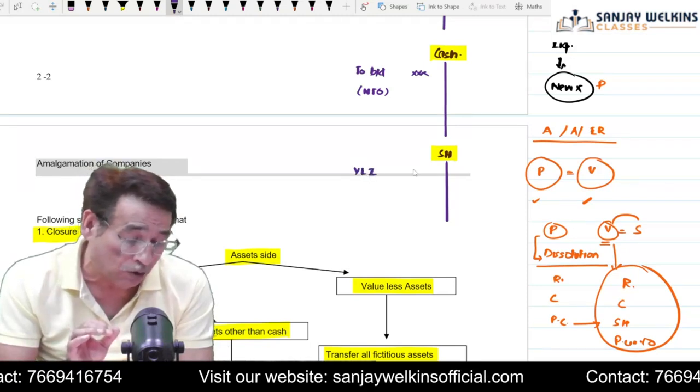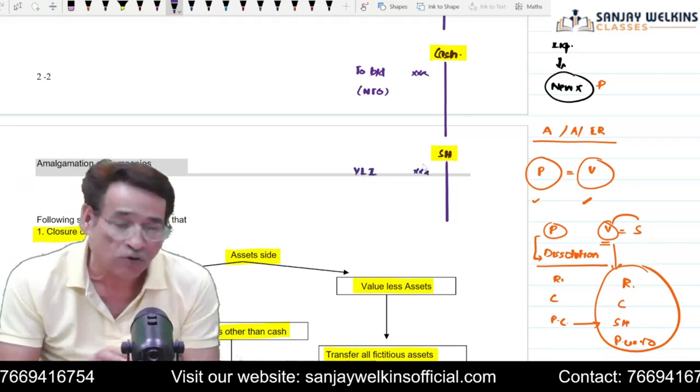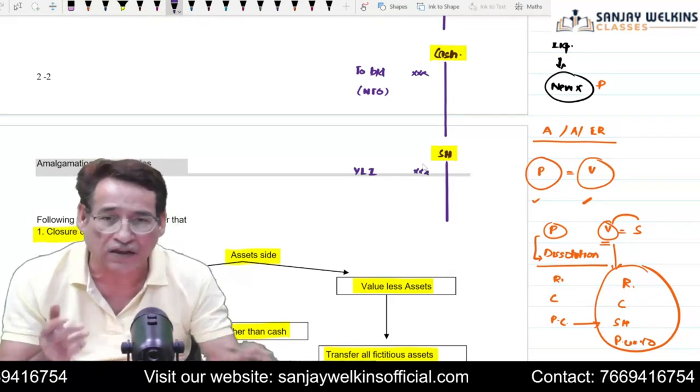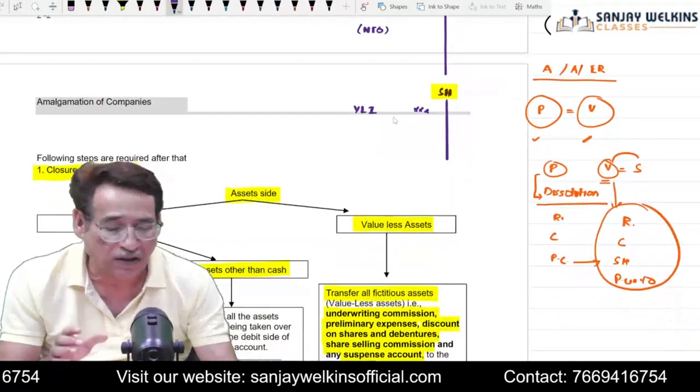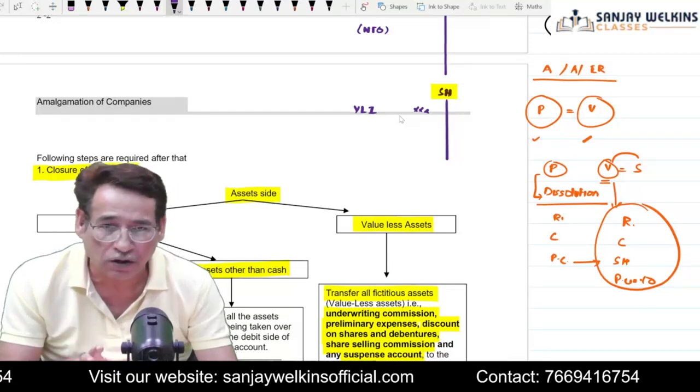So whatever valueless assets will be there in the question, you will simply put them on the debit side of the shareholders account. Is it clear to you? So this is how you are going to close your asset side. Is it clear to you? Valueless assets will be posted to the debit side of the shareholders account.